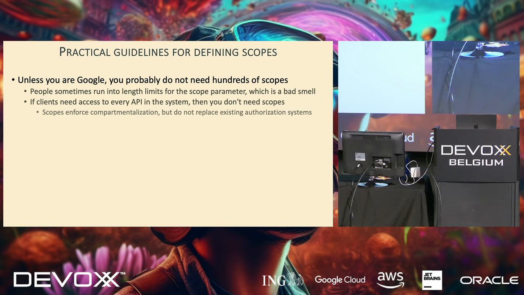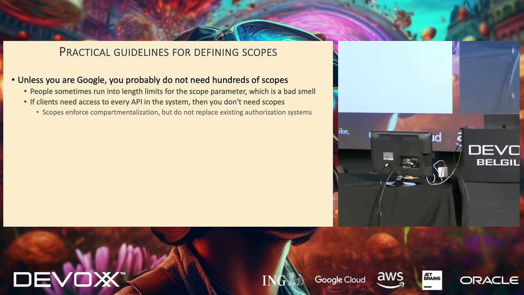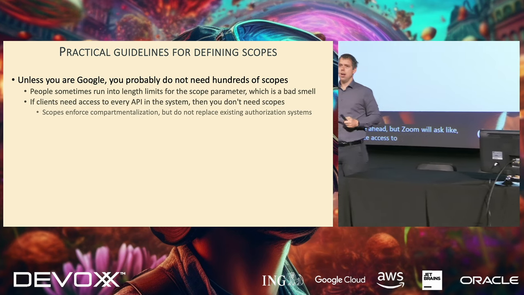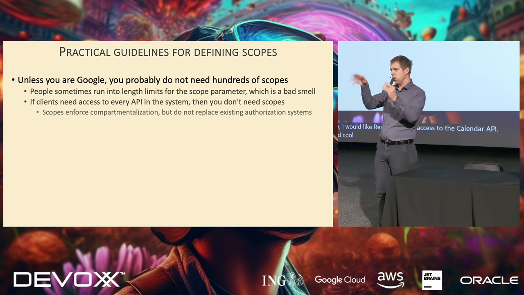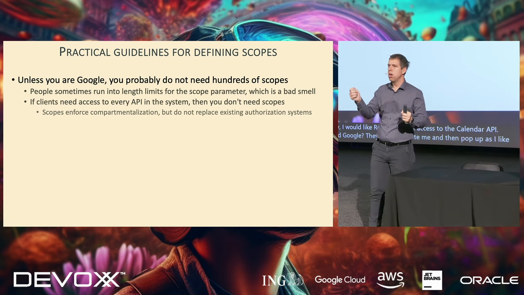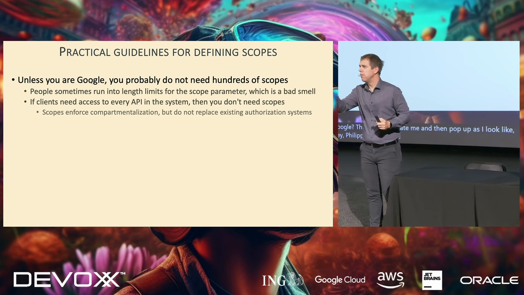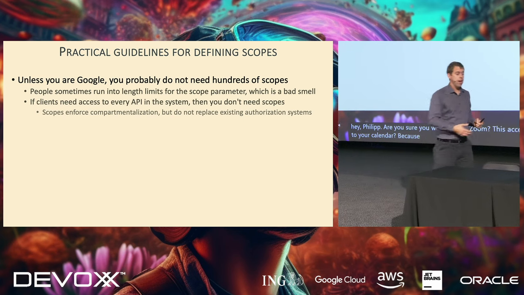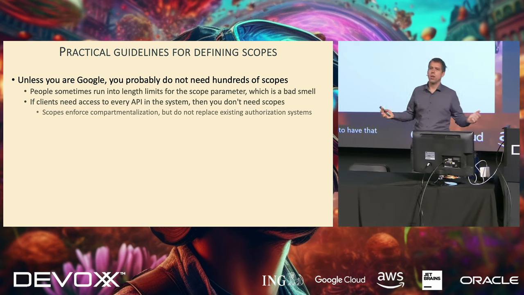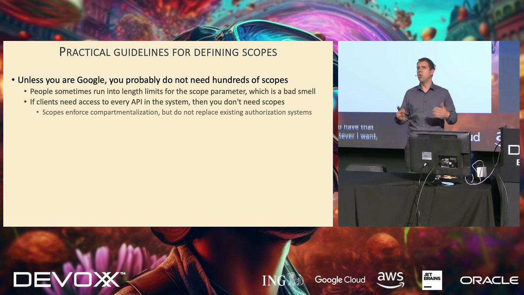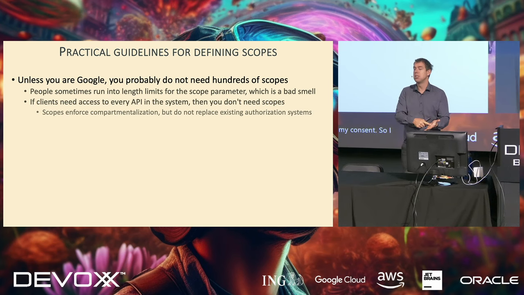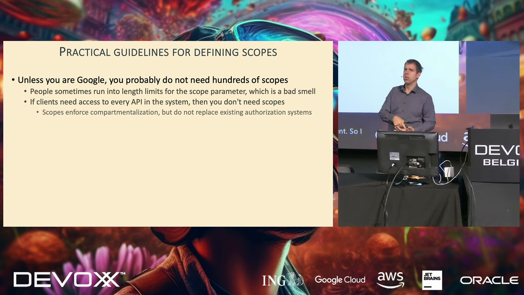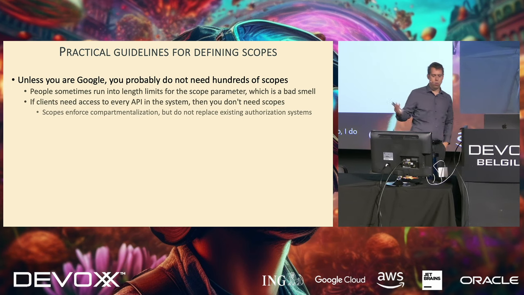So Zoom will have to ask for a scope. In this example, it's not on the Google slide I had, but Zoom will ask, hey, I would like read and write access to the calendar API. And Google will authenticate me and then pop up a dialogue like, hey, Philippe, are you sure you want to give Zoom this access to your calendar? Because it's important to have that consent, because otherwise Zoom can do whatever it wants on my calendar API without my consent. So I have to say, yes, I explicitly want that to happen, or no, I do not. And that's a consent related to scopes.